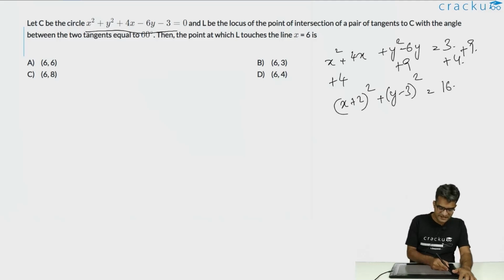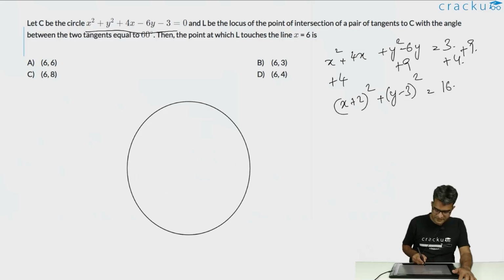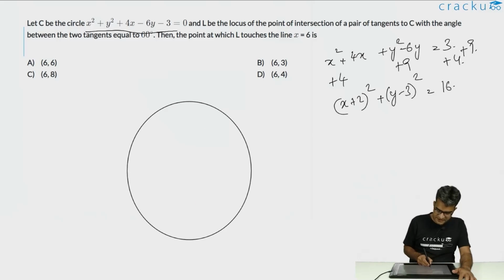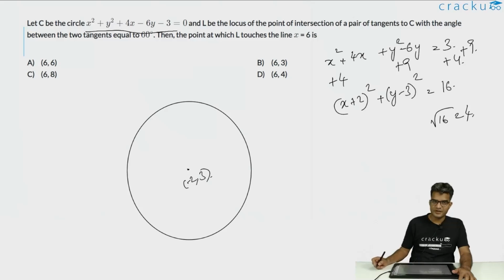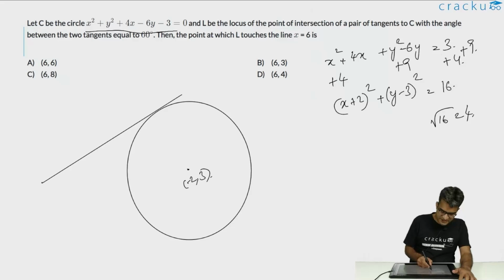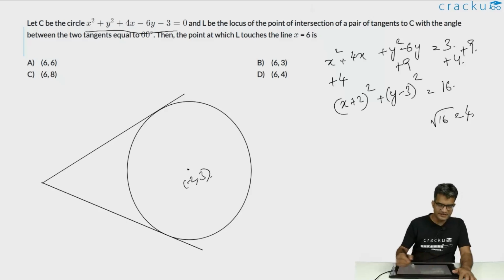So this is basically a circle. The center of the circle is minus 2, 3, and the radius of the circle is square root of 16, which is equal to 4. Now suppose there is a point over here such that if you are drawing two tangents from this point to the circle, the angle between the tangents is 60 degrees. How can we calculate the locus of that point?